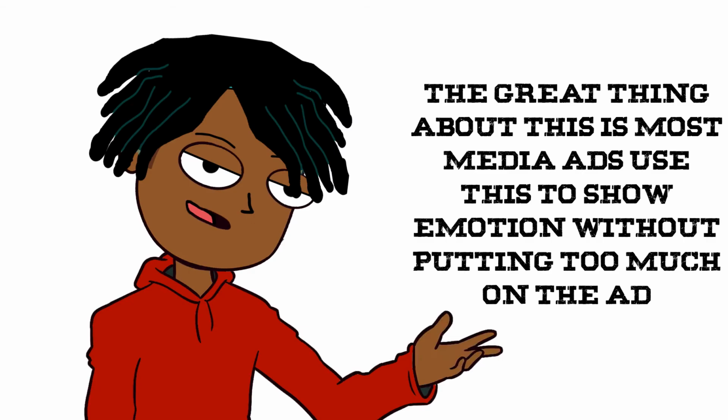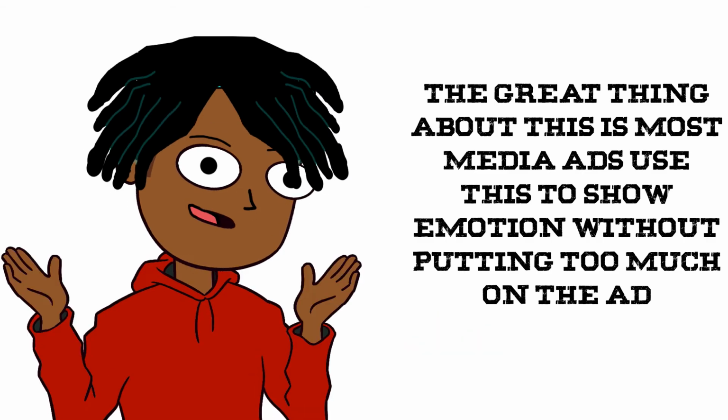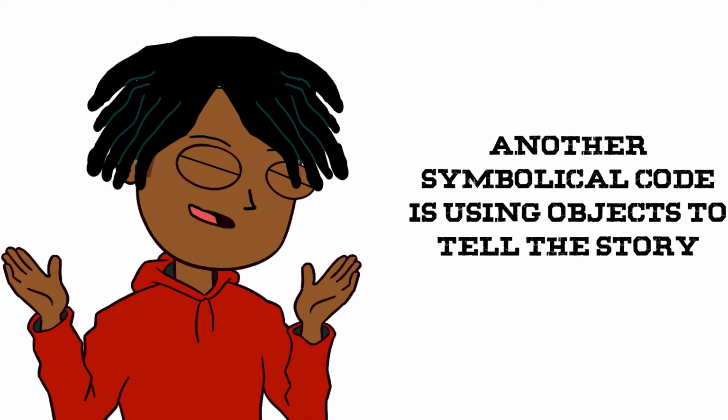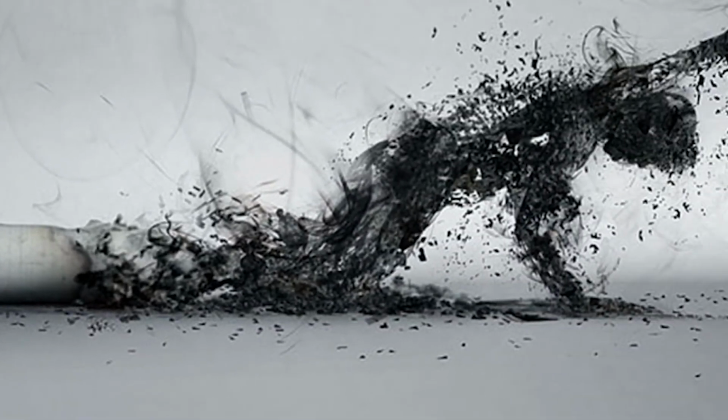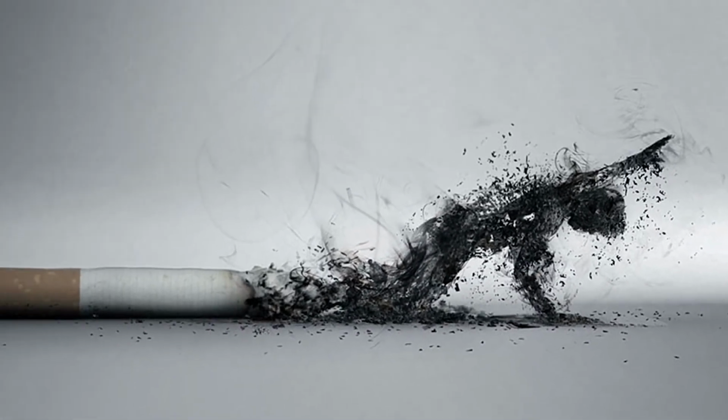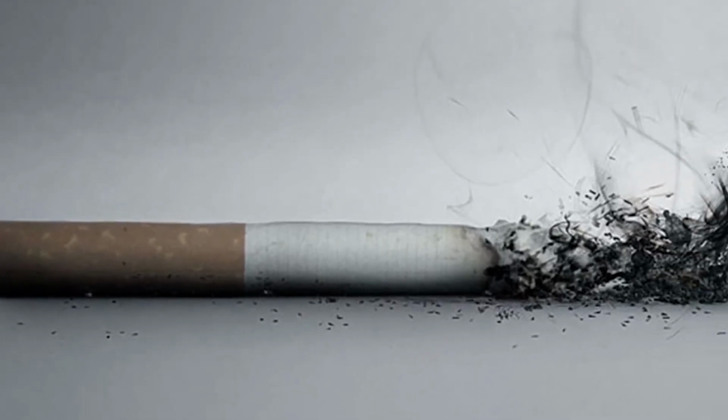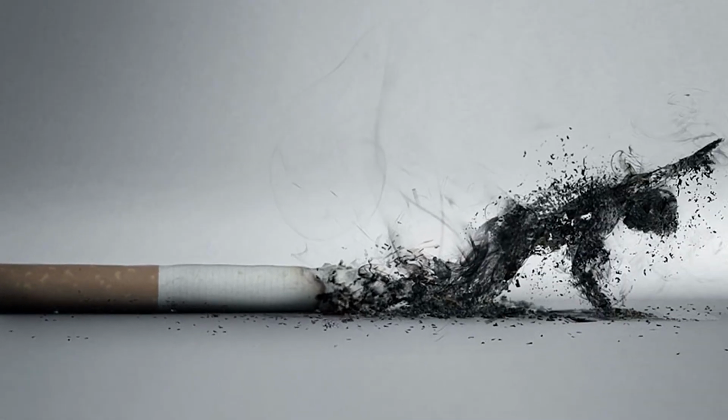The great thing about this is most media ads use this to show emotion without putting too much on the ad. Another symbolical code is using objects to tell the story. Now looking at this ad, you can obviously see what it's trying to tell you. Thing is though, it's using objects to tell you instead of using text.